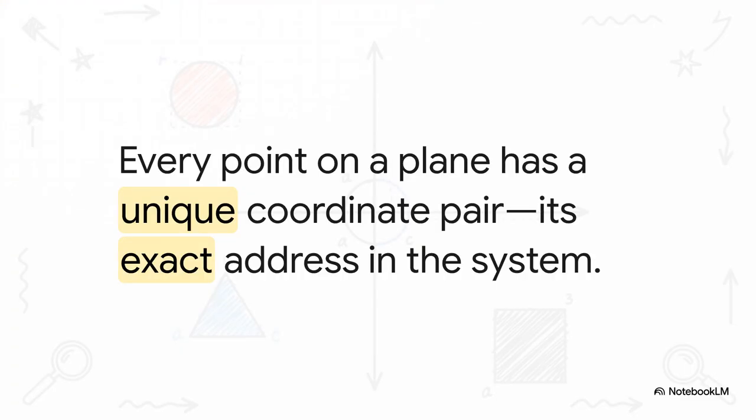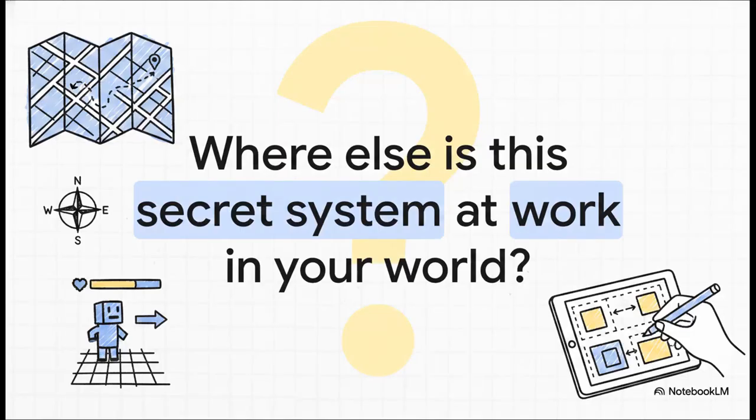And there you have it. That's the whole system. We've gone from a vague idea like top left to a precise, universally understood address like (-3, 2). This elegant system makes sure that every single point on a flat surface has one and only one unique address. So the next time you use a map app, or you play a video game, or even see a designer moving things around on a screen, you'll recognize that invisible grid they're all using. Now that you know its secret language, where else are you going to see it at work?